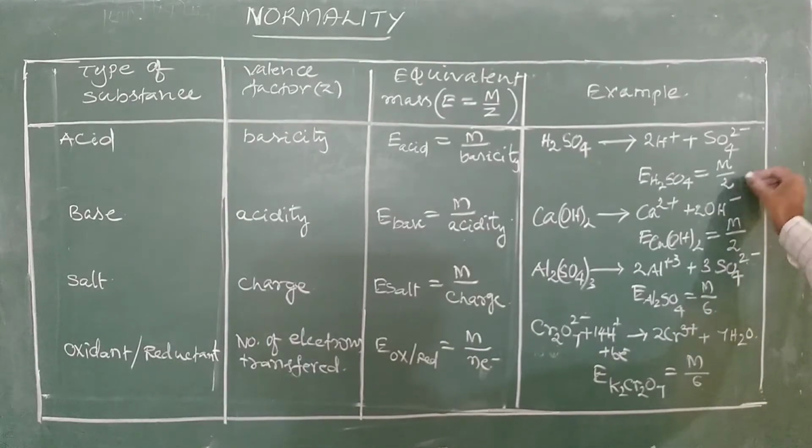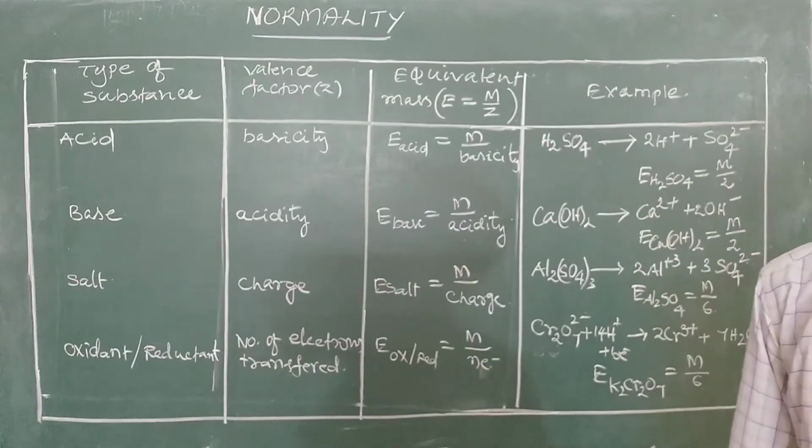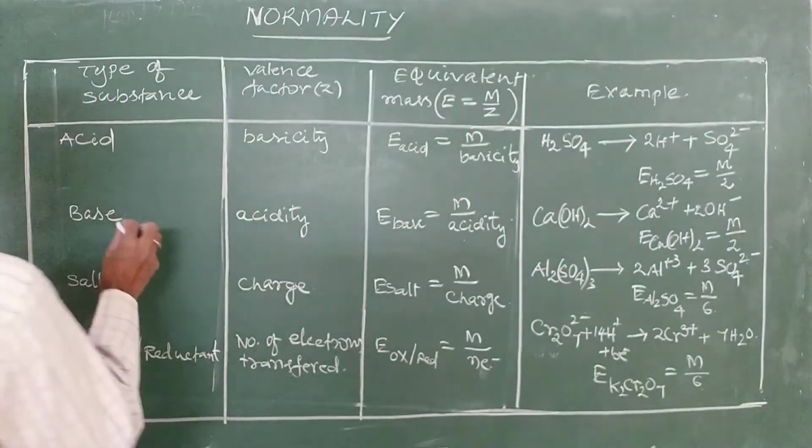So the molecular mass of sulfuric acid is 98 divided by 2, that is equal to 49. 49 is the equivalent mass of sulfuric acid. Next one is base.